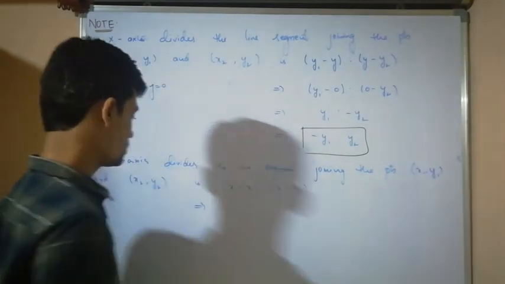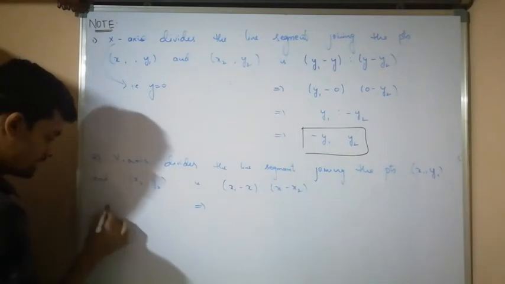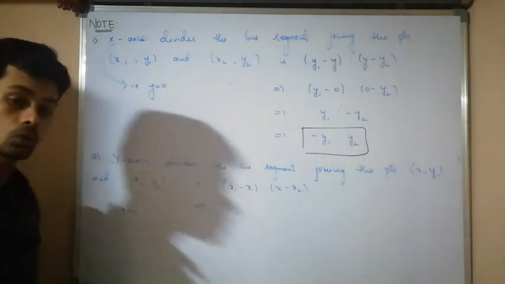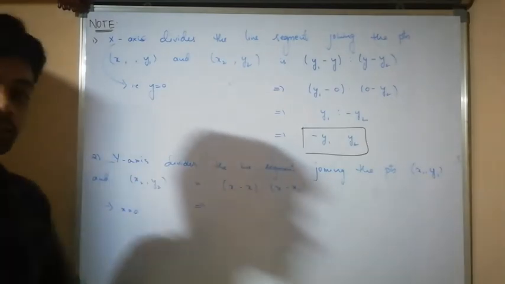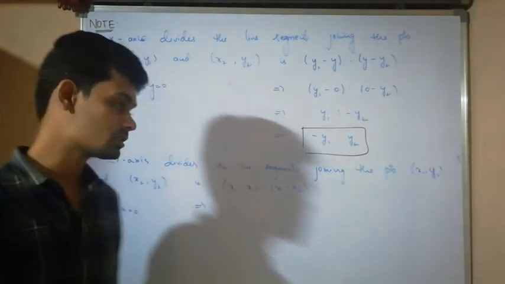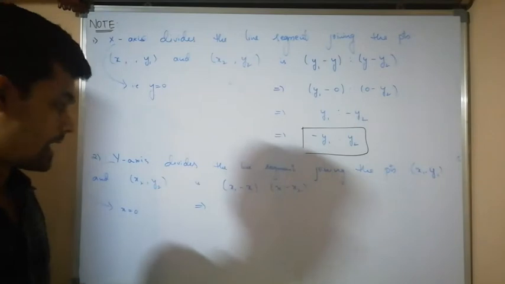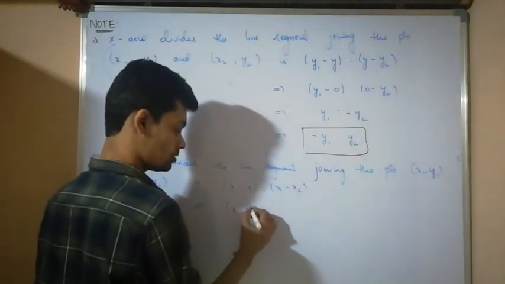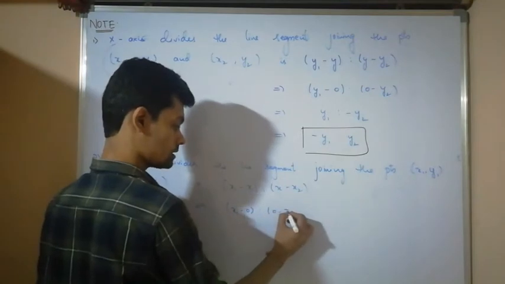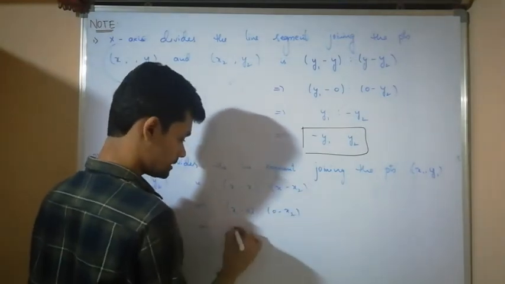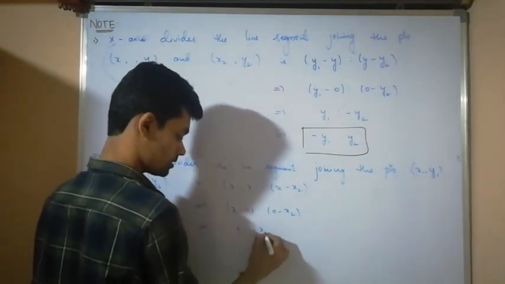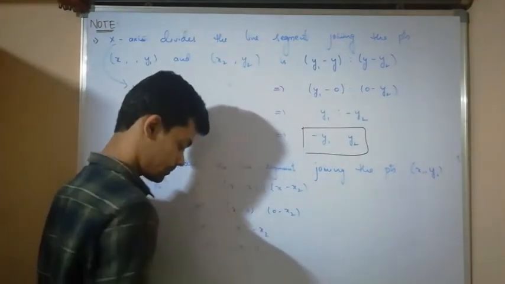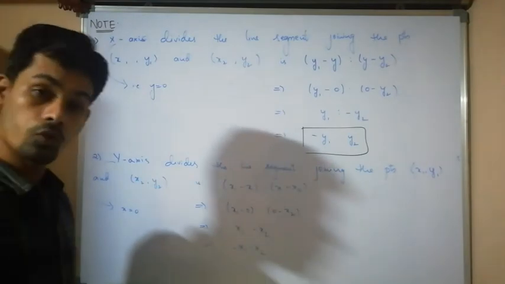This implies, what is the meaning of y-axis? Y-axis is nothing but the x is equal to 0 line, that is a vertical line which passes through the origin, that is the y-axis. So here I am going to substitute x is equal to 0, so what will you get? x1 minus 0 is to 0 minus x2. This implies x1 is to minus x2. This implies minus x1 is to x2. This is the formula.